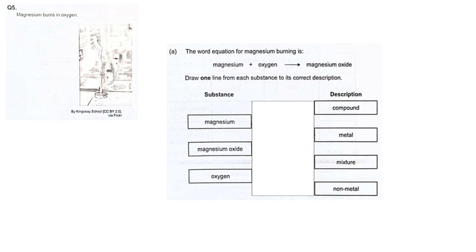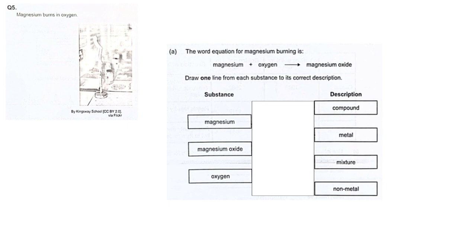The word equation for magnesium burning is magnesium plus oxygen goes to magnesium oxide. Draw one line from each substance to its correct description. Magnesium is an element and it's a metal element. Magnesium oxide is two or more elements chemically bonded together. That's the definition of a compound.